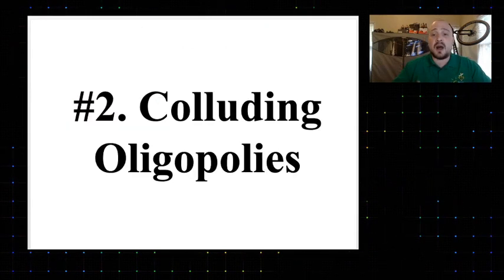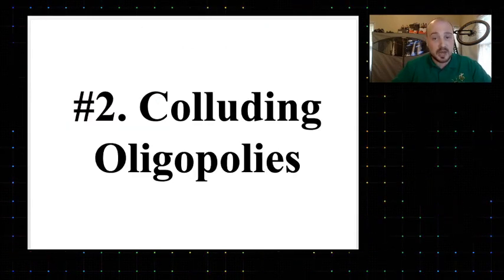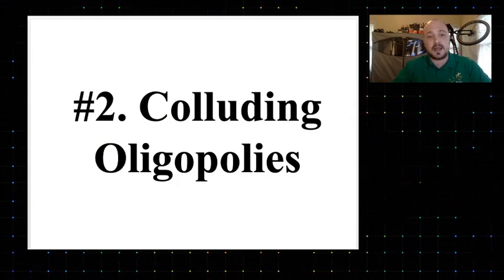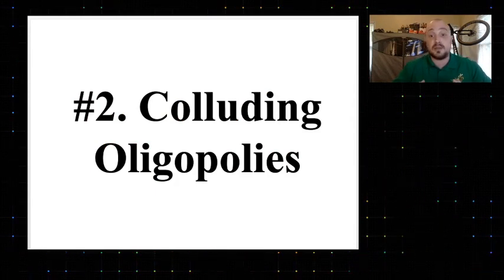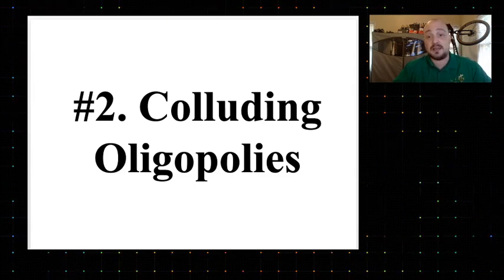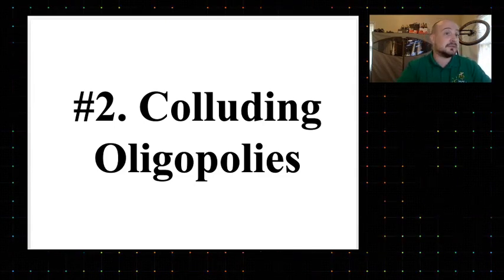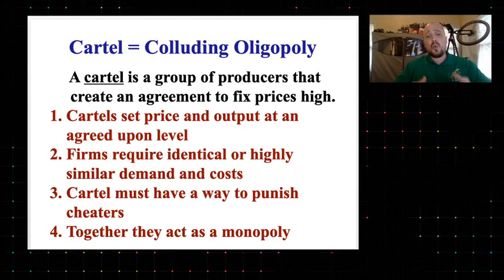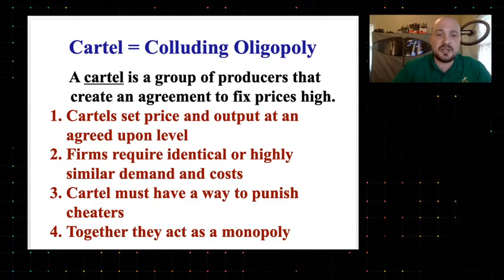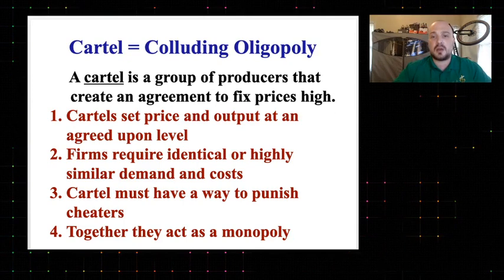The next type of oligopoly is a colluding oligopoly. A colluding oligopoly is when these oligopolies work together to set prices. And like I said, that's illegal, at least here, but in other places it's not, right? When oligopolies collude, it forms something called a cartel.